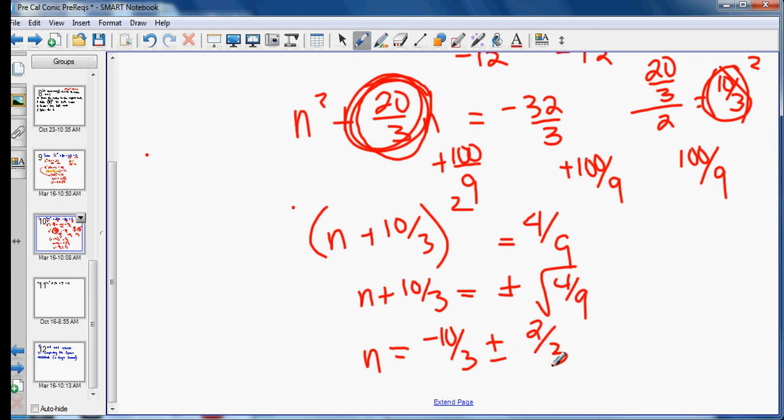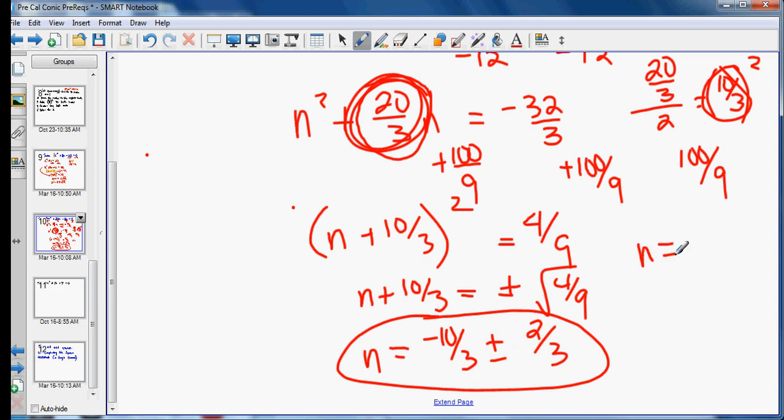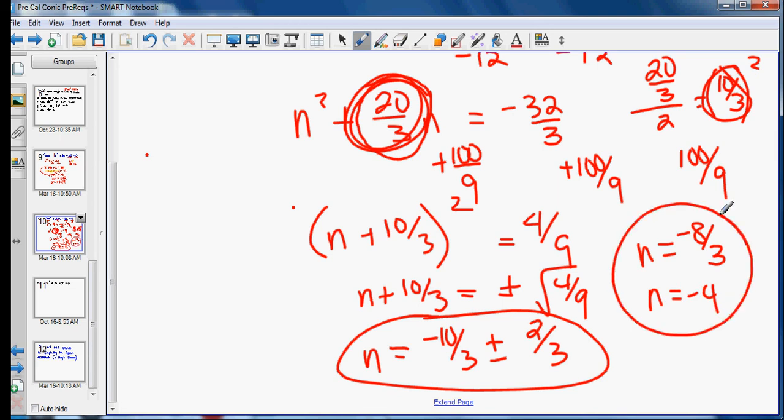I'm completely fine with the answer being left that way, but since there's no square root anymore, it's also okay if you wanted to say negative 10/3 plus 2/3 is negative 8/3, and negative 10/3 minus 2/3 would be negative 4 once you reduce it. So you could also write the answer that way, as those two answers. As far as my class is concerned, either way would be fine.